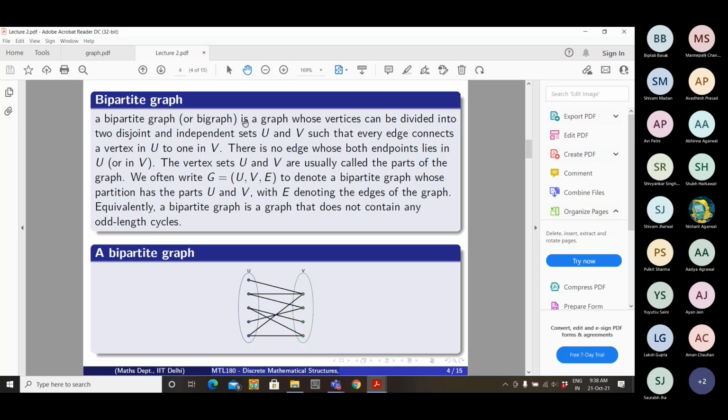So in a bipartite graph, your vertex set is partitioned into two disjoint sets, U and V, which are independent, such that every edge connects a vertex in U to one in V. So if you take any edge, one end is in U and the other end is in V. These vertex sets U and V we call the parts of the graph, and we usually write a bipartite graph as (U, V, E), where U and V are the partitions of the vertex set and E is the set of edges.